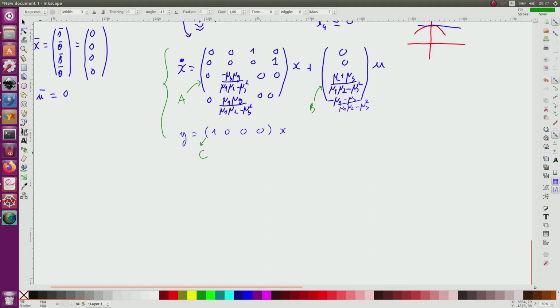So for this question, controllability, I take the controllability matrix, which is given by B, A B, and so on, A squared B, A to the power 3 B. So B is this vector. I stop here because it is n minus 1, and n, the dimension of x, is equal to 4.